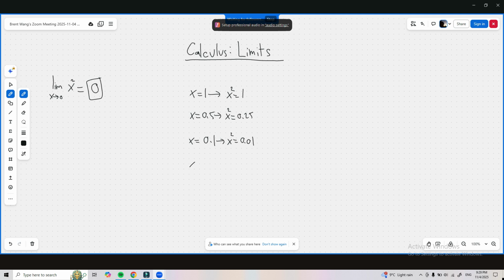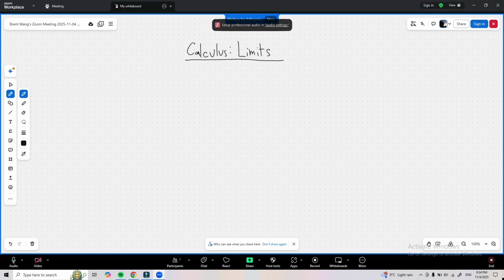If x is equal to, let's do something slightly under 0, let's say it's equal to negative 0.02, then we have x squared is really close to 0. It's 0.0004. See how it gets really close to 0, but never actually touches 0. It converges to 0. Let's do a third example.